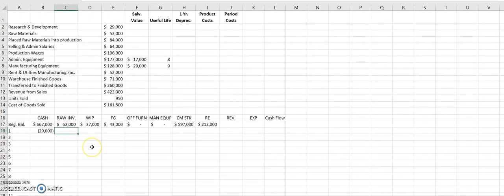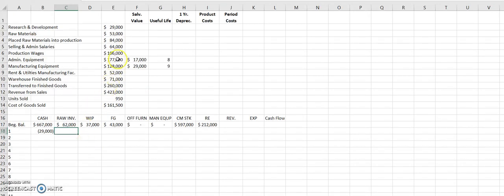Okay, let's keep going. So we decided that this was basically a period cost. So our cash is going to be reduced whenever we have an expense, a period cost. We're going to also reduce our retained earnings, and that is going to be an expense, $29,000.